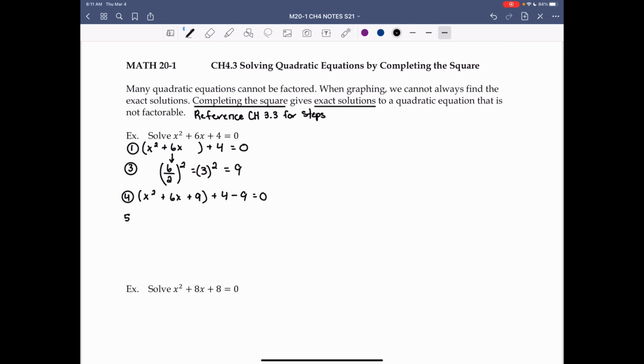Step 5. The trinomial is now a perfect square trinomial, so we factor it down to a binomial squared. Square root of the first term, x squared, is x. The square root of 9, the last term, is 3. And the sign for the binomial comes from the sign from our middle term, which is positive 6x, so positive: x plus 3, and then that binomial is squared. And then the outside, positive 4 minus 9 is negative 5 equals 0.